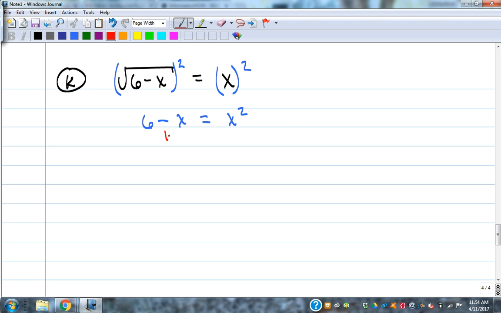So we're going to add x and subtract 6. That'll get us a 0 over here, x squared plus x minus 6. I moved those two pieces, even though it was two steps, because I want to keep the x squared positive. If I don't keep it positive, it messes up my factoring or whatever I have set up.